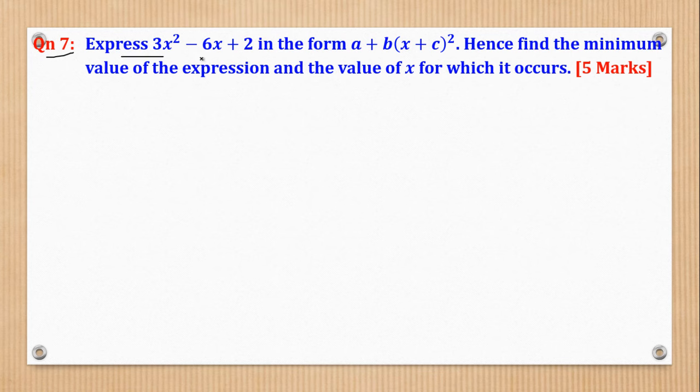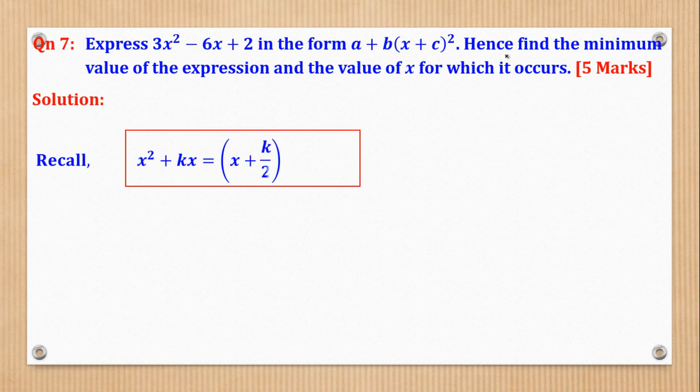Question 7. Express this in the form this, and hence find the minimum value of the expression and the value of x for which it occurs. So they want you to complete squares. So complete squares, this is the formula for this one. This one becomes this.